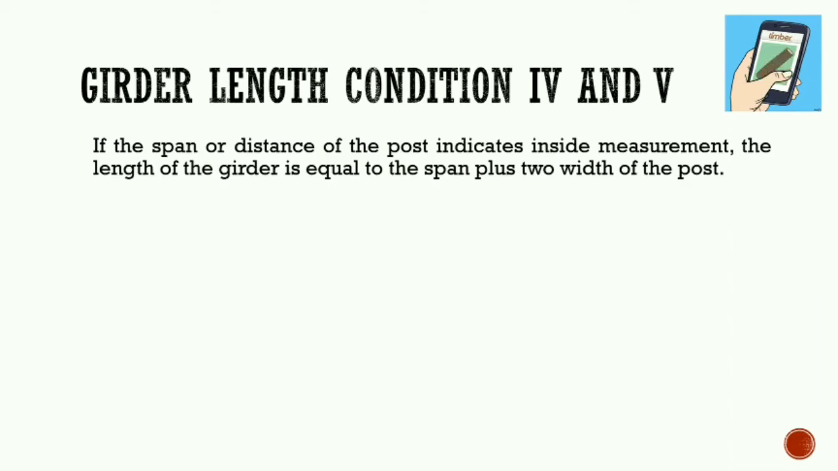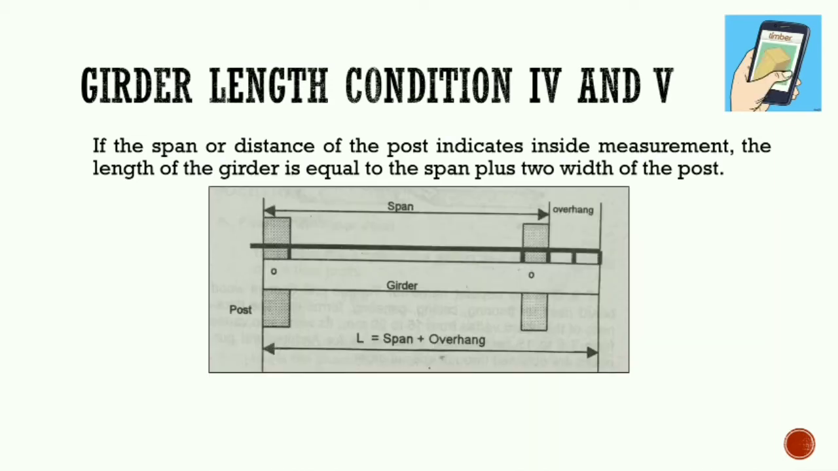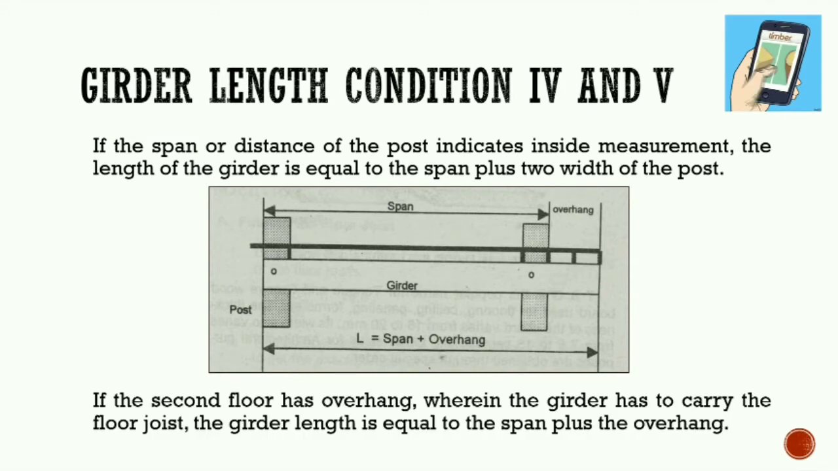Now for conditions 4 and 5. If the span or distance of the post indicates inside measurement, the length of the girder is equal to the span plus 2 width of the post. On the other hand, if the second floor has an overhang wherein the girder has to carry the floor joist, the girder length is equal to the span plus the overhang.